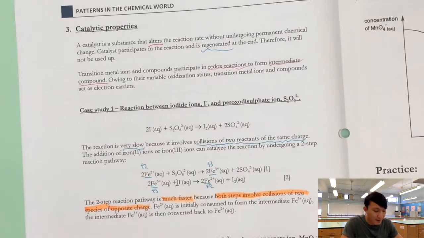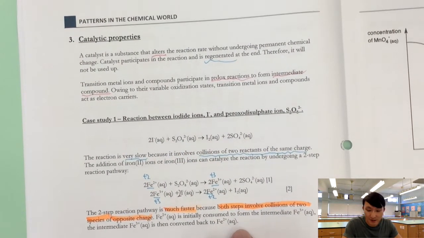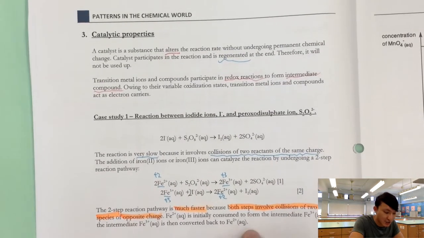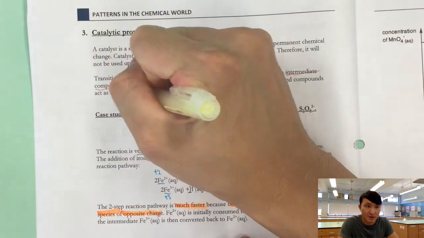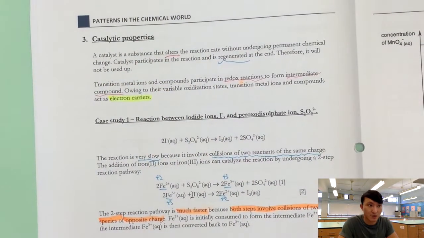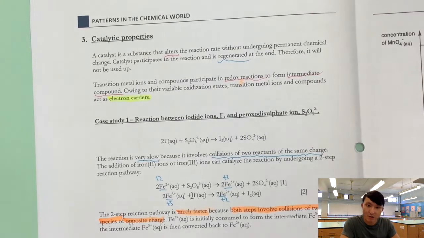Okay? So that's why we say, on the top here, where I haven't underlined it, that transition metal compounds act as electron carriers. A carrier is basically the one who carries the goods from A to B, traveling around, and they're good at transferring electrons, basically. Okay?